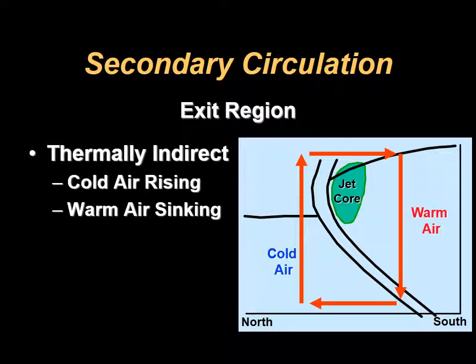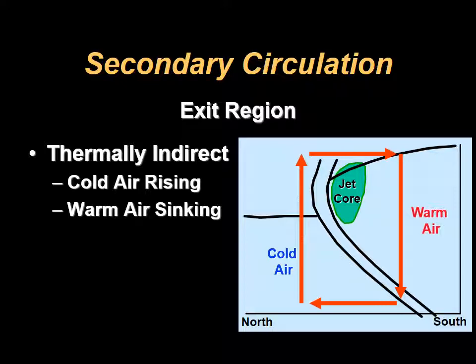So let's think through this. Cold air, when it rises, of course, it expands and temperature decreases. So the cold air will be getting colder. Warm air sinking is forced to sink. Warm air doesn't normally want to sink, but as it sinks, it'll compress and get warmer. So this is what we call a thermally indirect circulation.